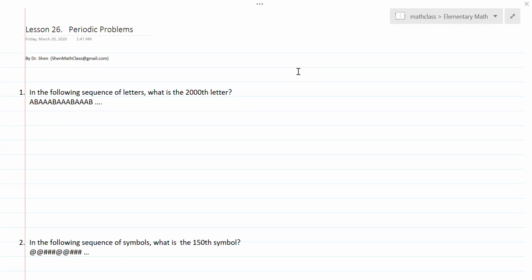All right. So let's take a look at the first problem. In this sequence of letters, what is the 2000th letter? Now, with a simple observation.